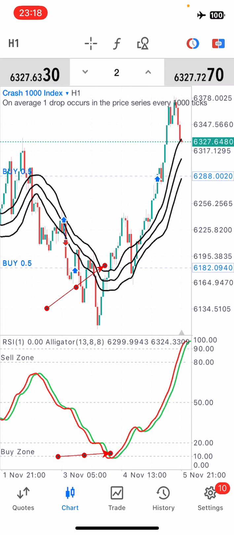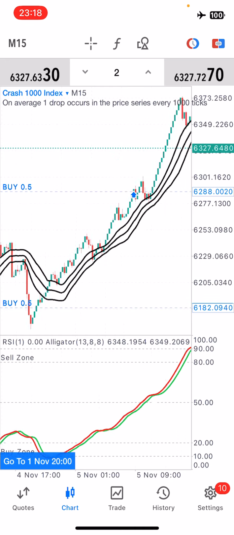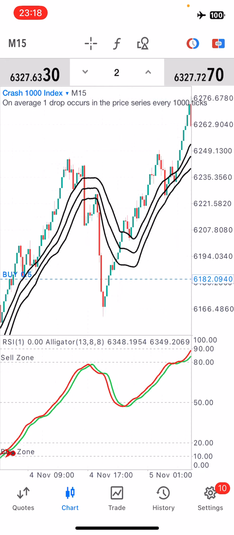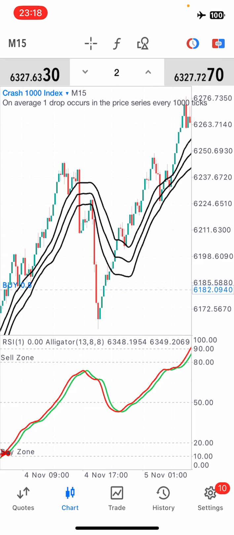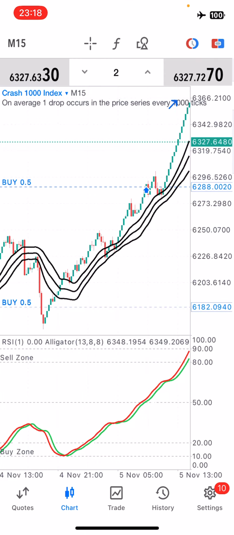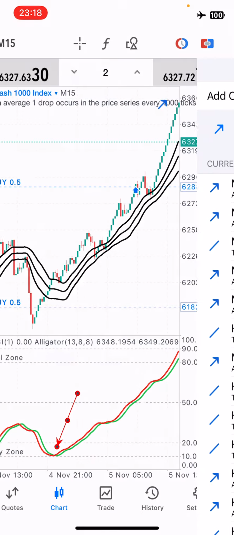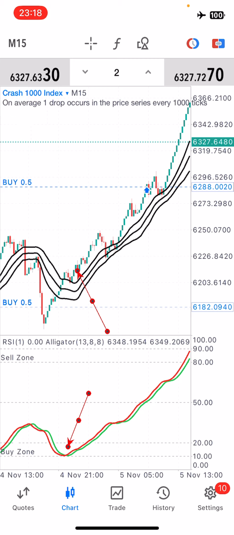What you can then do is switch to your 15-minute time frame to find entry points. How do you get these entry points? You simply wait for the same conditions to be met. You want to have the green line and red line hitting your buy zone, and you want to have candlesticks crossing to be above the black line from a lower time frame, like a 15-minute time frame. This is to allow you to have so many trades.